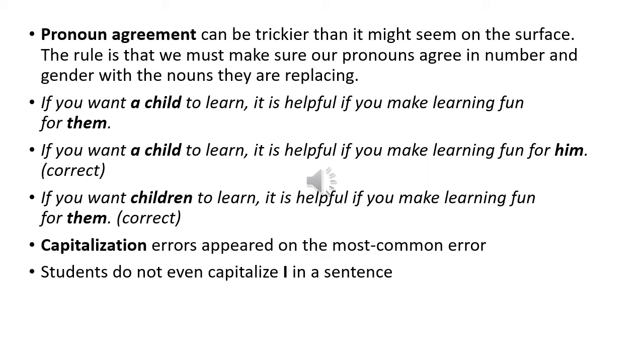The wrong one is: if you want a child to learn, it is helpful if you make learning fun for them. Now, basically, we are talking about a child, not children. So you can change a child to children, or you can change them as well. And in that way, you'll make it correct.